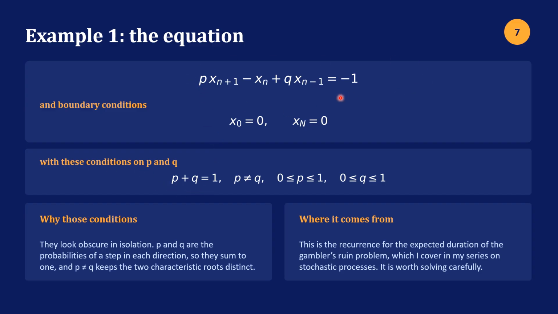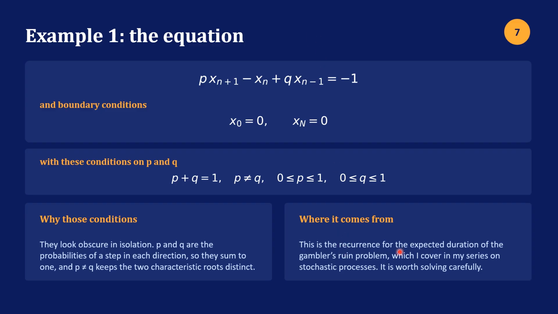This comes from a probability problem. That's why these add to 1. P plus Q equals 1. P does not equal Q. And both P and Q are between 0 and 1. Okay, so the first step, as we've mentioned several times now, is to solve the homogeneous equation. And then we'll need to make a guess for the particular solution, which will just be a constant since that's what we have here.